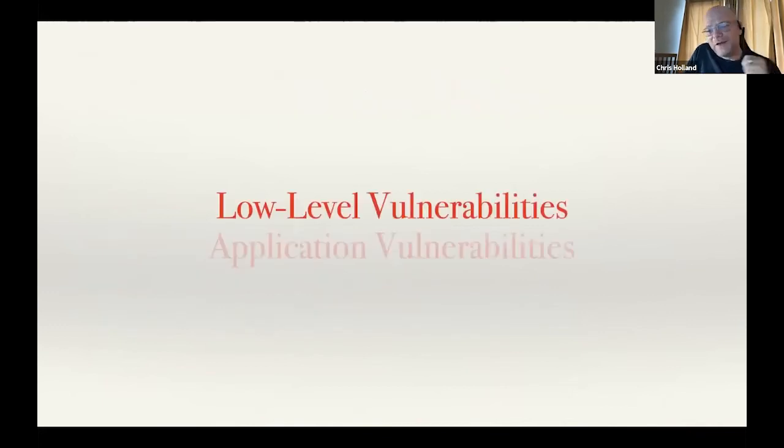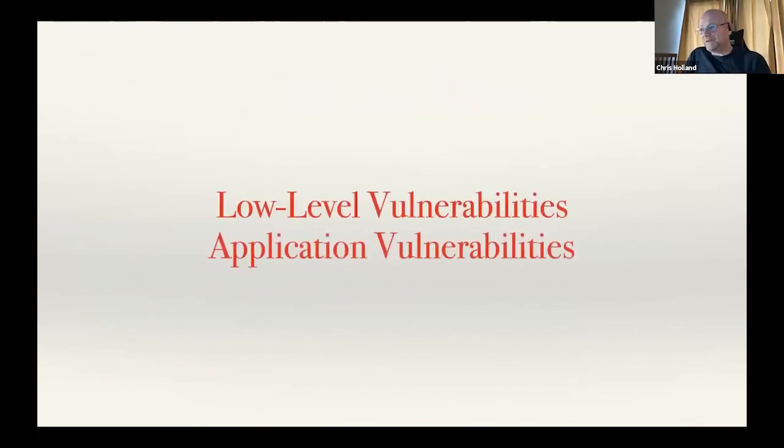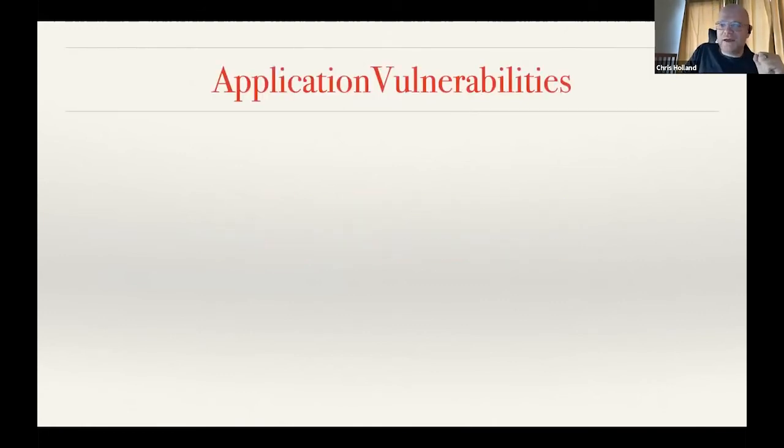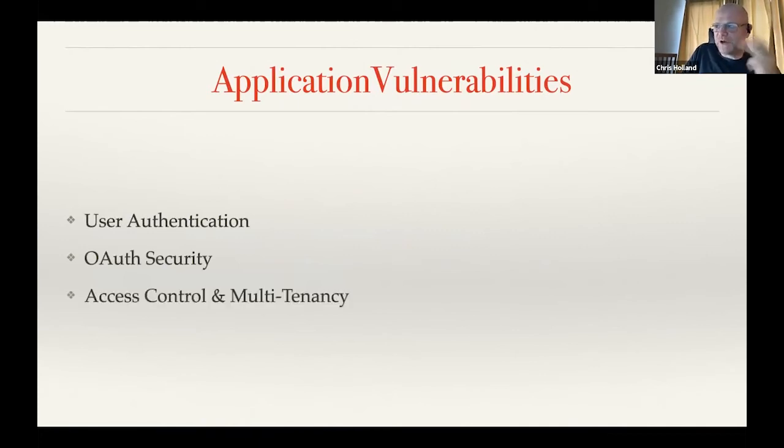Okay, so that was for low-level vulnerabilities. Now let's look at application-level vulnerabilities. We're going to look at three things: user authentication, OAuth security, and then access controls and multi-tenancy. All right, let's first dive into user authentication, one of my favorite topics. This is what to do anytime you have user registration, login and password verification, how to deal with all this stuff, right?